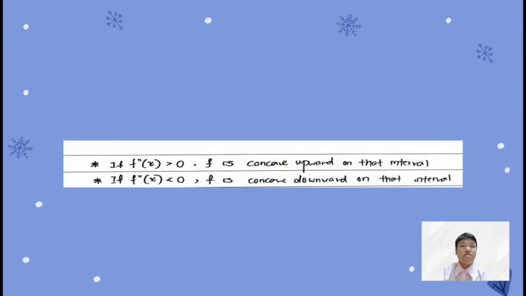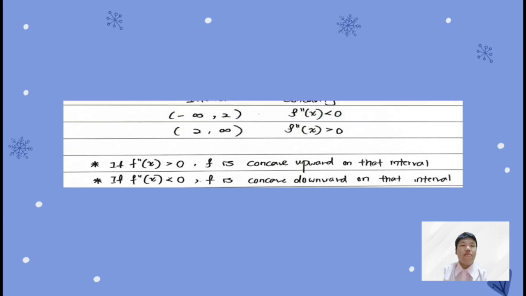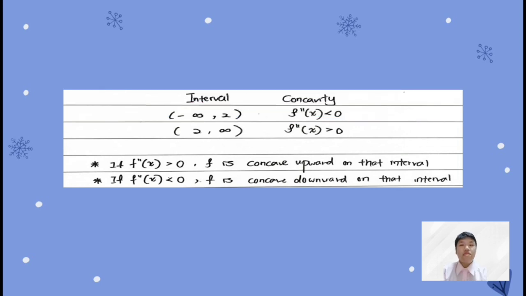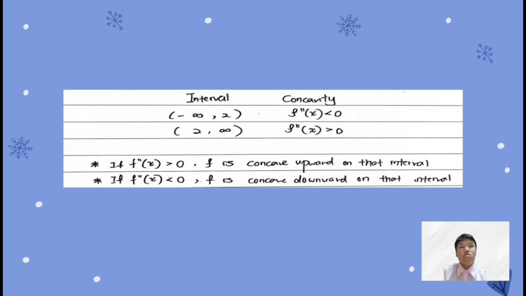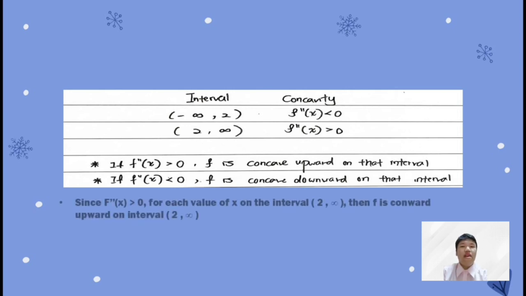As a recall, if the value of the second derivative f''(c) is greater than 0 on the interval, it is upward and vice versa. Since the second derivative f''(x) is more than 0 for each value of x on the interval 2 to positive infinity, then f is concave upward on the interval 2 to positive infinity. Since the second derivative f''(x) is less than 0 for each value of x on the interval negative infinity to 2, then f is concave downward on the interval negative infinity to 2.